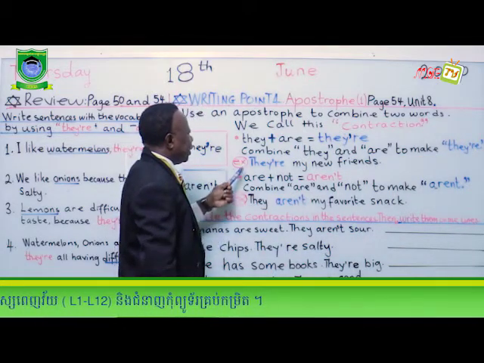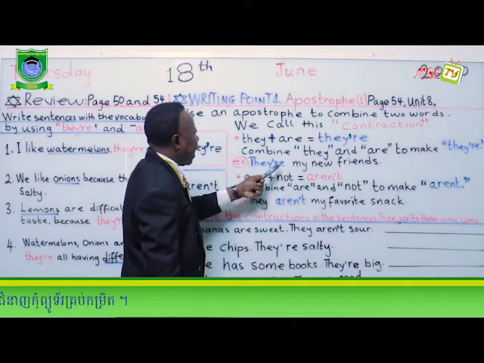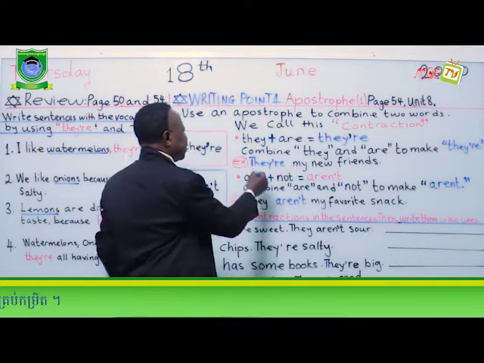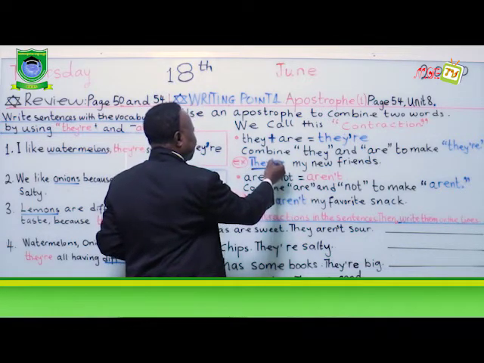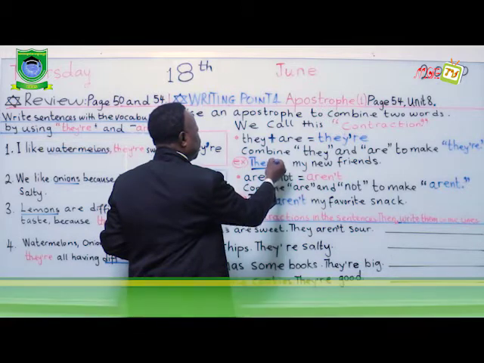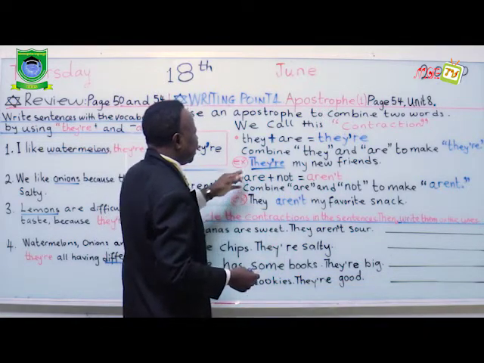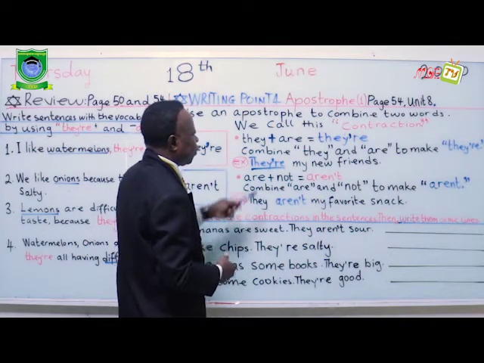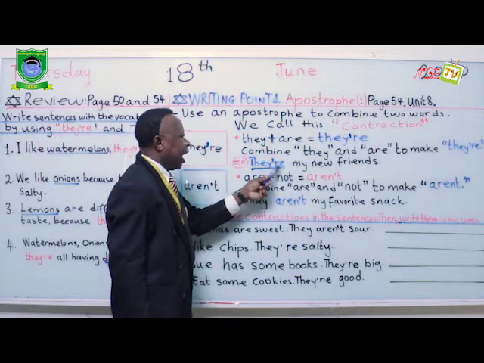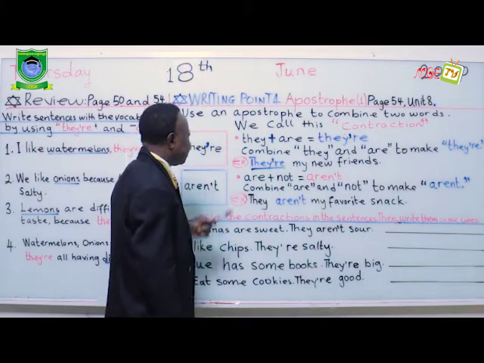So example, they're my new friends. They're my new friends. So the sentence is shortcut because of the apostrophe. It has a contraction, and they plus are together in the short form. They're my new friends. So that is how it is.